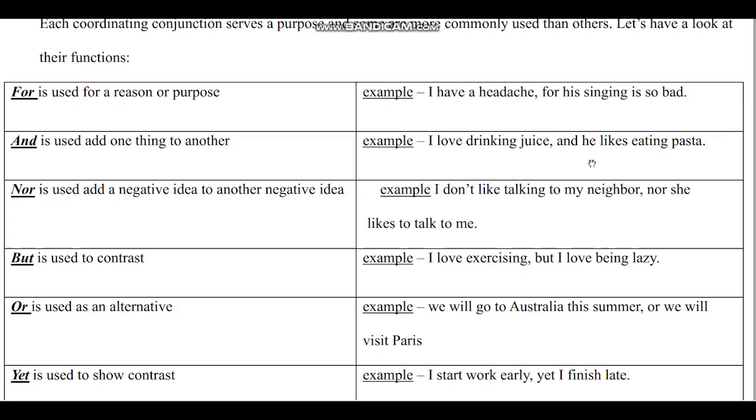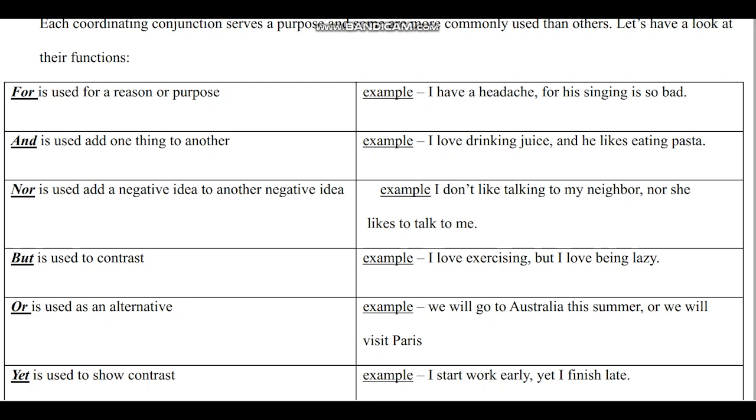They're not different. Let's move to the third coordinating conjunction, which is nor. Nor is very similar to and. It adds two ideas, but usually these ideas are negative, both negative, okay? And when we add nor, the second negative, we remove it.